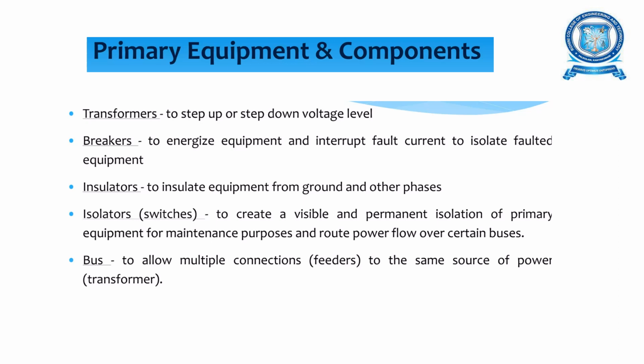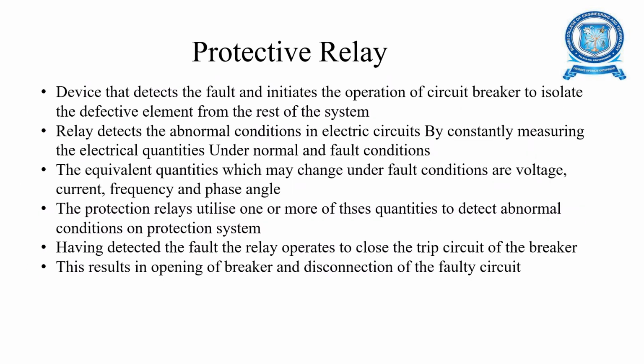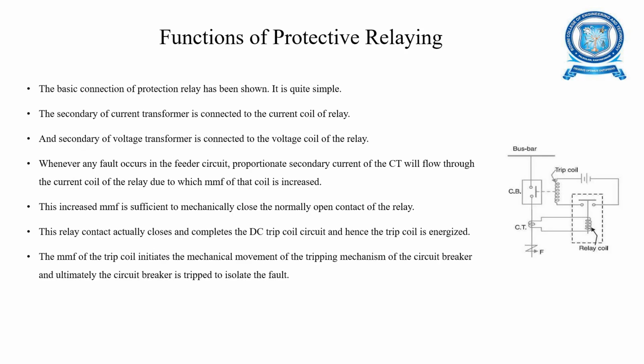So the primary equipment and components are transformers, breakers, insulators, isolators and bus, grounding, arrestor, switchgear, reactors, voltage and current transformers, regulators. And protective relay. A protective relay is a device that detects the fault and initiates the operation of the circuit breaker to isolate the defective element from the rest of the system. Protection relays utilize one or more of these quantities to detect abnormal conditions on the protected system. The main function of protective relaying is quite simple, and the secondary of the current transformer is connected to the current coil of the relay.